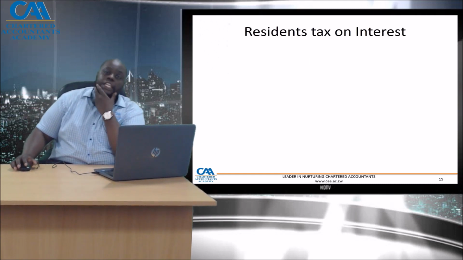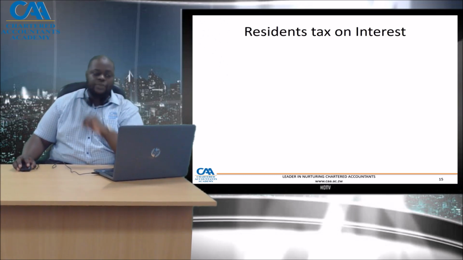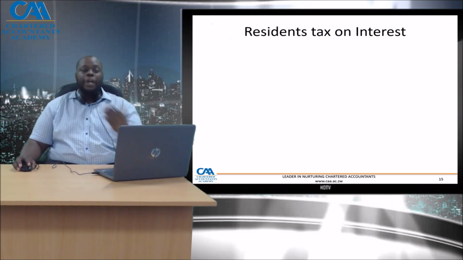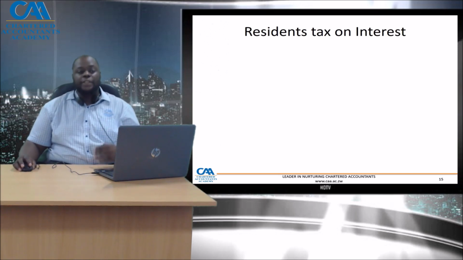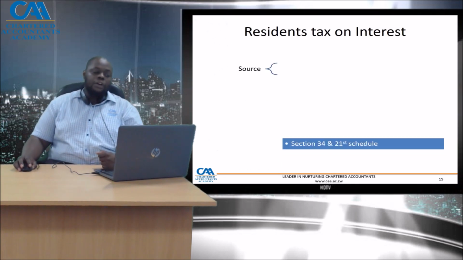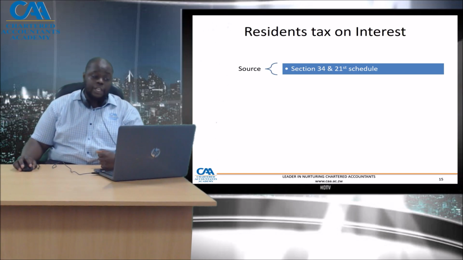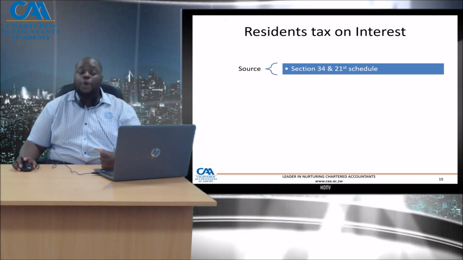Now next we'll look at our final withholding tax, which is the resident tax on interest. Interest being amounts given or earned from deposits with financial institutions. When they pay out this interest, there's a certain amount of withholding tax they withhold. For the source, we'll need to look at section 34, and this will be read together with the 21st schedule, which defines what interest is, what deposits are, and what financial institutions are.